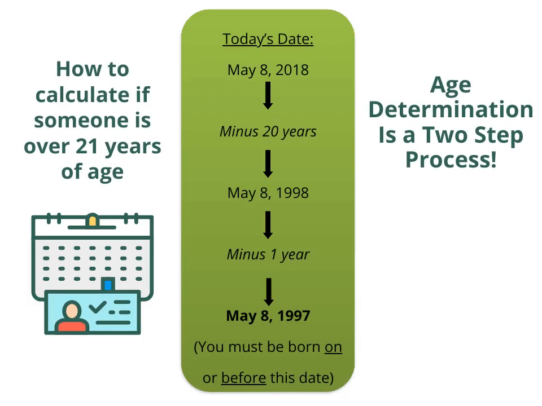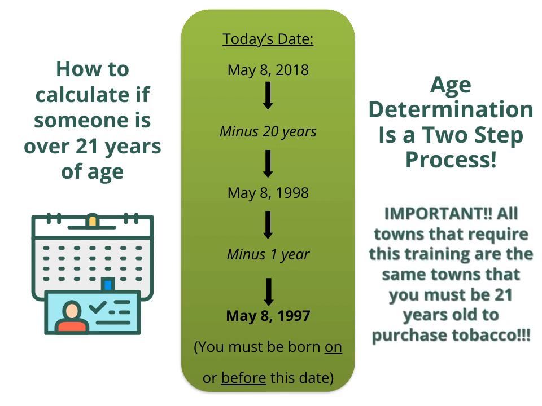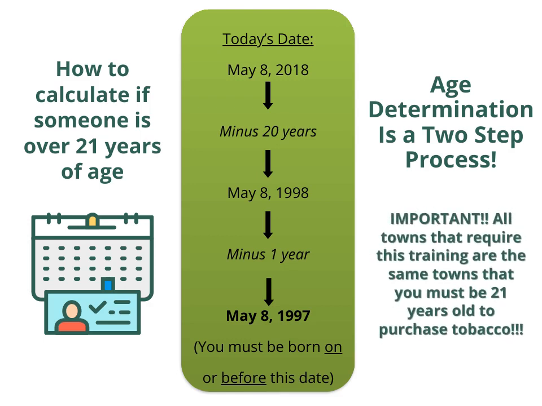Here is a tool to quickly calculate if someone is over the age of 21. Please note, there are many examples, but here is one of many. For this exercise, we will pretend today's date is May 8th, 2018. Minus 20 years would be May 8th, 1998. Subtract one more year, May 8th, 1997. This is the date your customer must be born on or before. Remember, minus 20 years and then minus one more year.